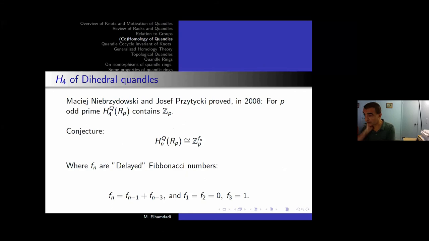Maciej Niebrzydowski and Józef Przytycki proved in 2008, if you pick p odd prime, they looked at the fourth homology group of R_p. They proved it contains Z_p, and they gave a conjecture that it's the delayed Fibonacci sequence, that H_n is given by this formula. Obviously, F_3 is 1, you recover the Mochizuki case.